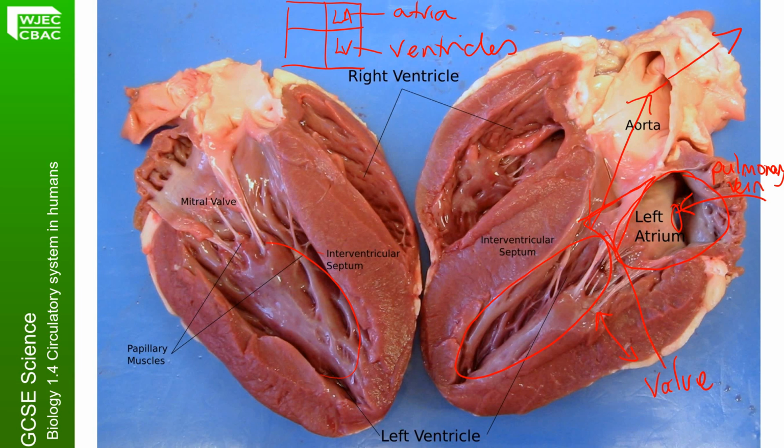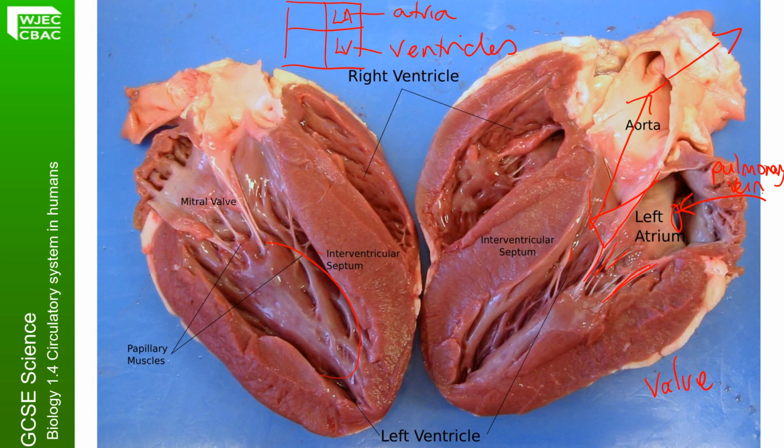So this is the valve here, and it's held on to the sides of the wall of the heart by what we call the heart strings or tendons. I'm going to rub some of that out so you can see them a little bit clearer. So there's our valve, and there's our heart strings, tendons holding it down.